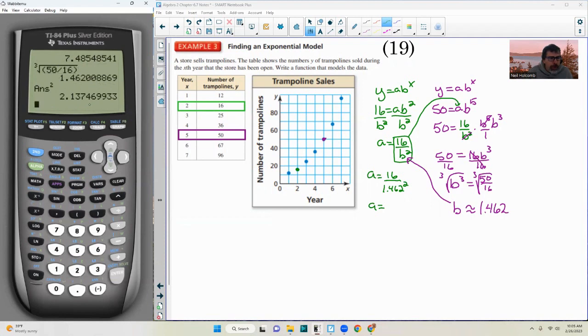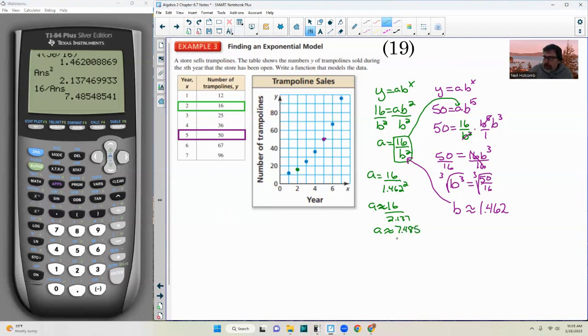So it's 2.137. So this would be 16 divided by 2.137. A is going to be approximately, and this should be an approximation, 16 divided by this answer. To do that in the calculator, hit 16, divide, second answer. The ANS here will give me this number here, and I hit enter, and I get 7.485.